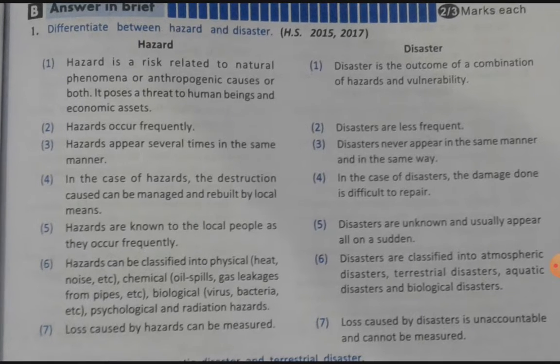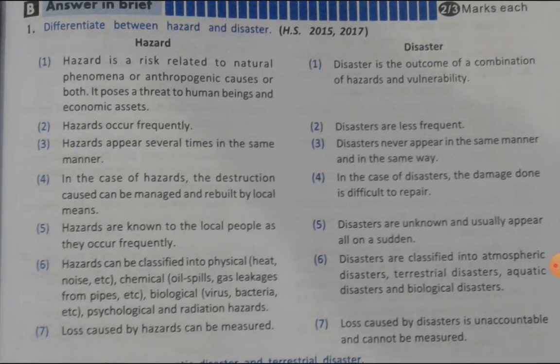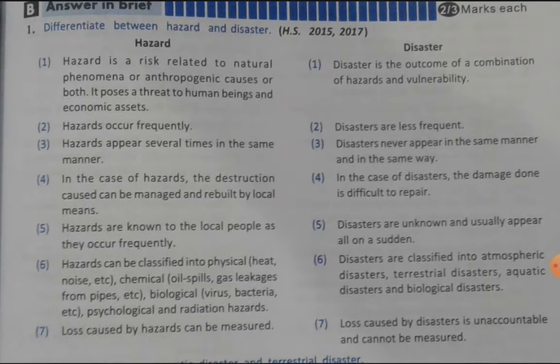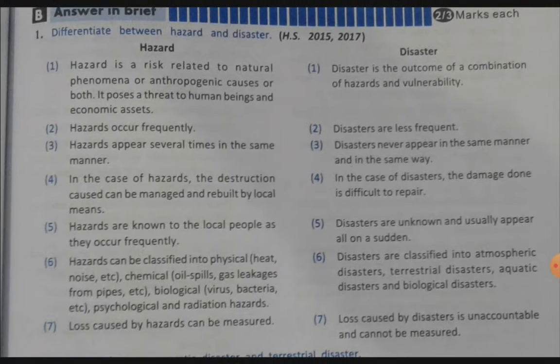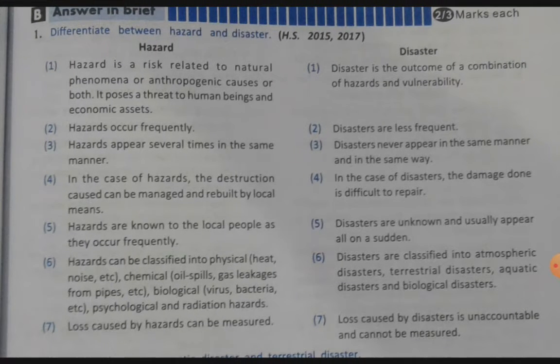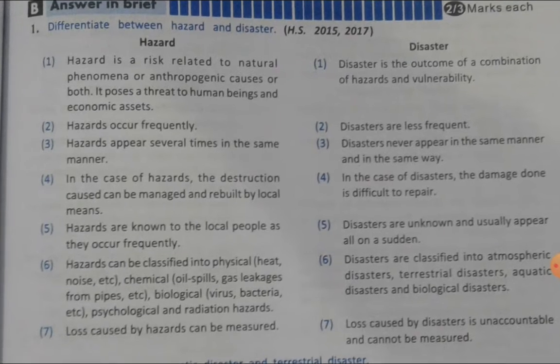Hazard is a risk related to natural phenomena or anthropogenic causes or both. It poses a threat to human beings and economic assets. And disaster is the outcome of a combination of hazard and vulnerability. Number 2, hazards occur frequently, disasters are less frequent. Hazards appear several times in the same manner. Disasters never appear in the same manner and in the same way.